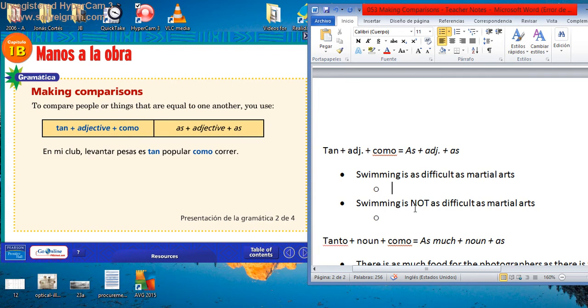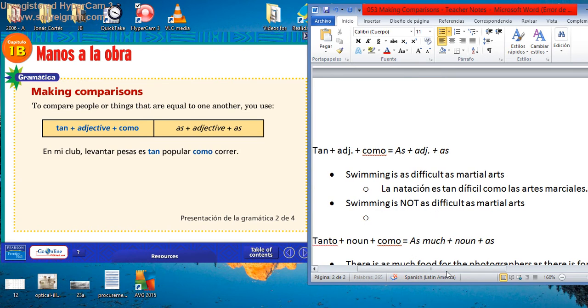So for this one, we would say, you have to keep the article in there. La natación, because you're talking in general terms, all right? La natación es as difficult, es tan, and then this is our adjective right here. Difícil como las artes marciales. La natación es tan difícil como las artes marciales. All right, so there we have those three pieces right in there.